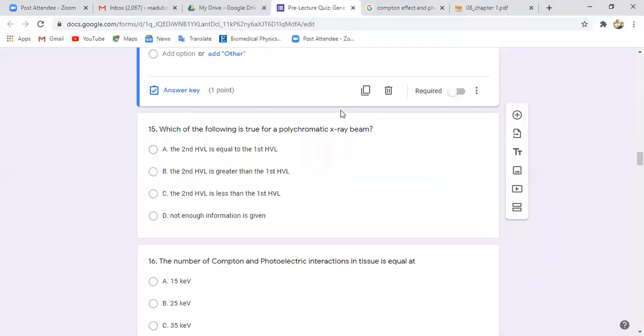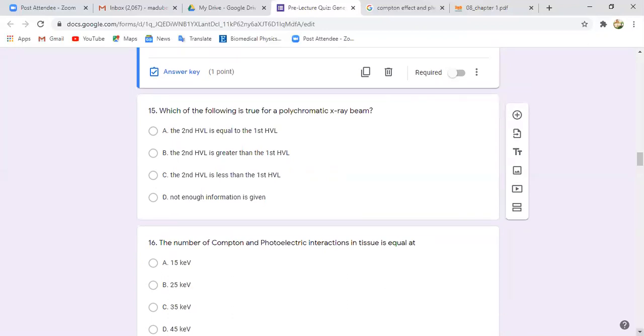Which of the following is true for a polychromatic X-ray beam? Okay. Second X-ray is greater than first. Yeah. B. Yeah. B.